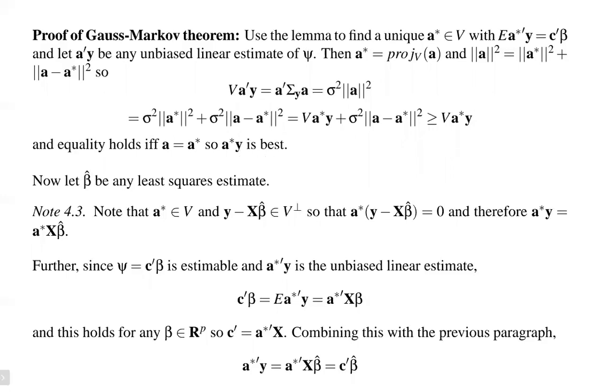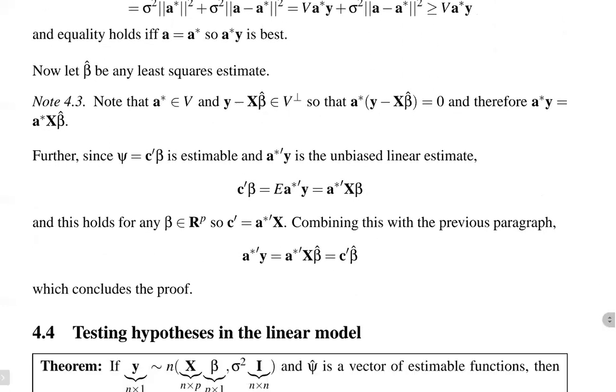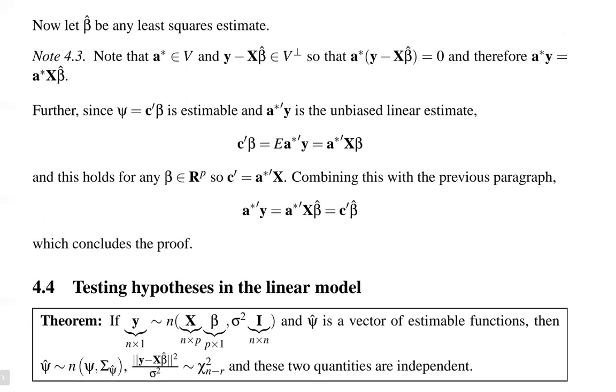Now, let's take any least squares estimate and see what happens with that. It is a least squares estimate, so X beta hat, according to the definition, is a projection of y onto V. And y minus X beta hat, since X beta hat is a projection, is in V perp. And since A star is in V, this inner product is 0, so A star prime times y minus X beta hat is 0. And therefore, A star prime y is equal to A star prime X beta hat.